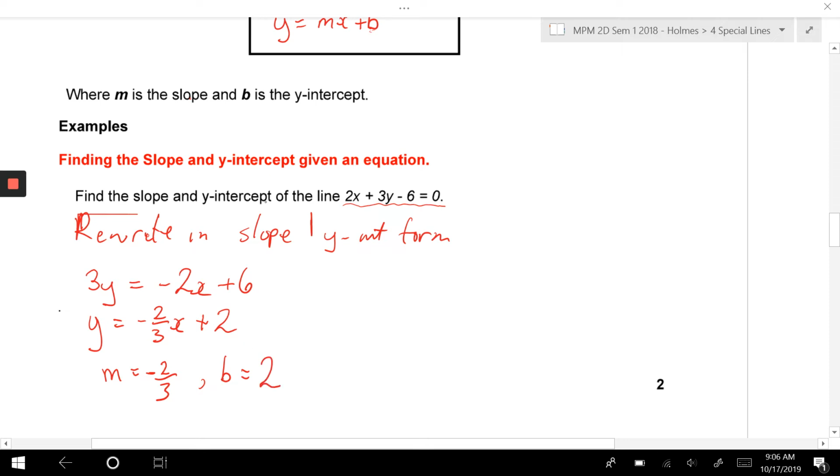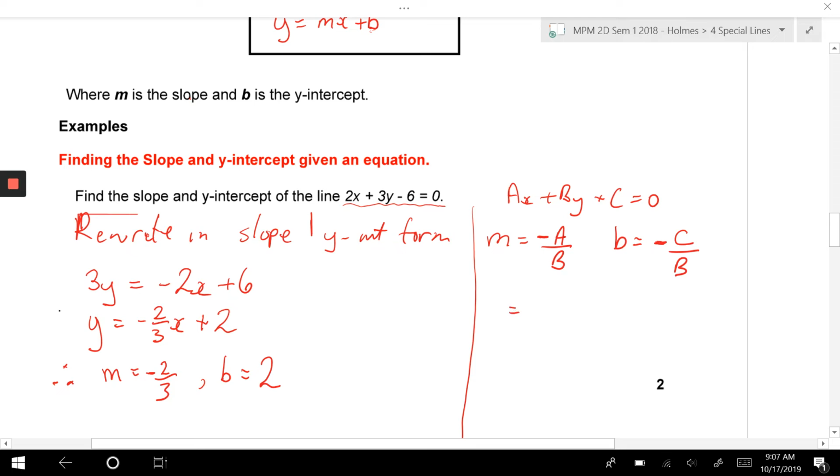So it says find the slope and y-intercept of the line. We've just done that. The slope is minus 2/3, b is 2. Some of you will remember that there's actually a shortcut for that. When we have the standard form of an equation, ax plus by plus c equals 0, the slope is equal to negative a over b, and the y-intercept is equal to negative c over b.